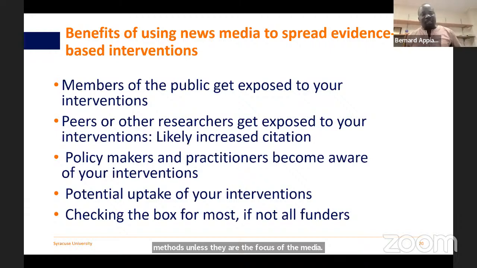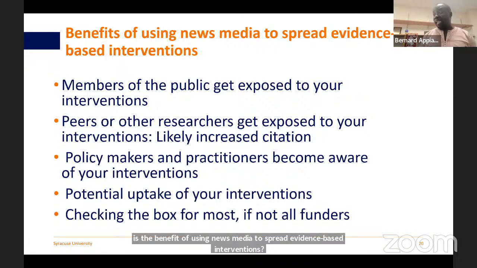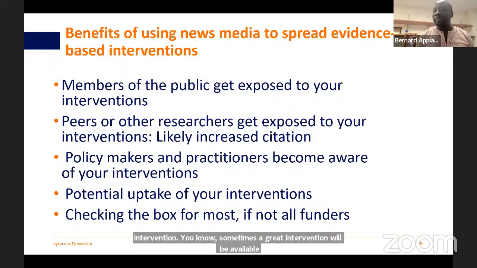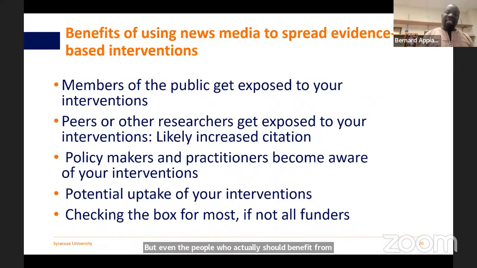What is the benefit of using news media to spread evidence-based interventions? Members of the public will get exposed to your intervention. Sometimes a great intervention will be available, but even the people who should benefit from it may not be aware of it. Through the media, they will become aware.